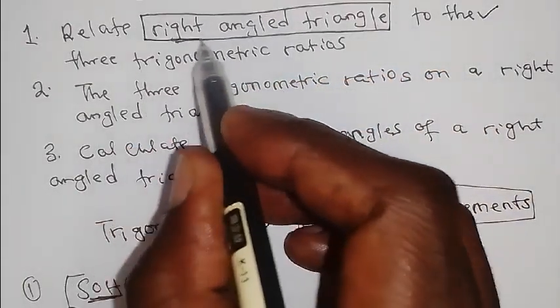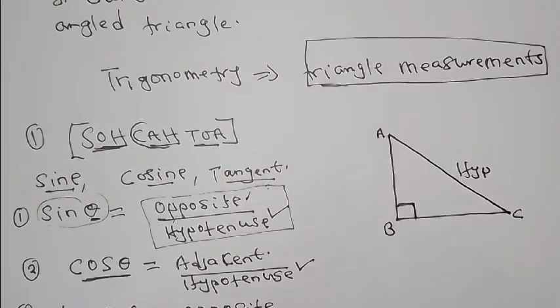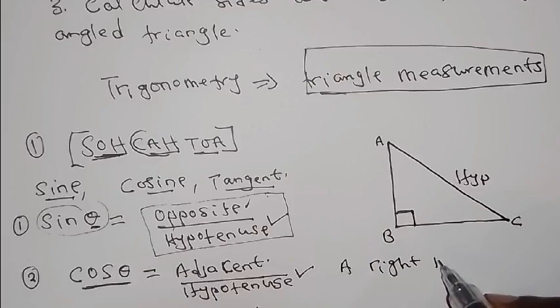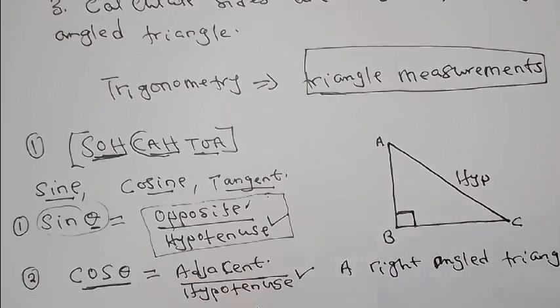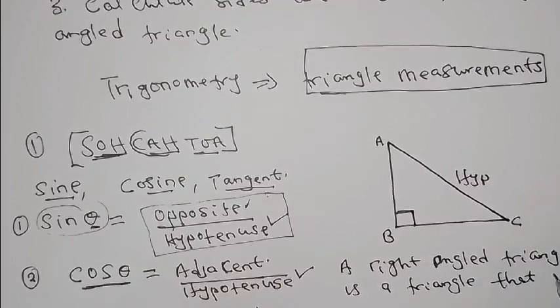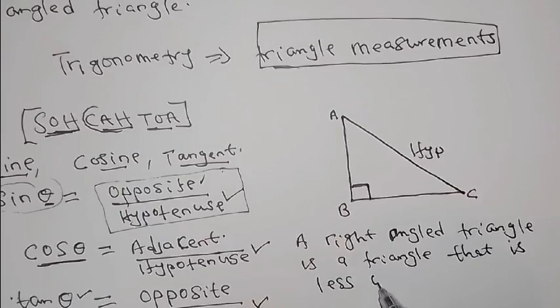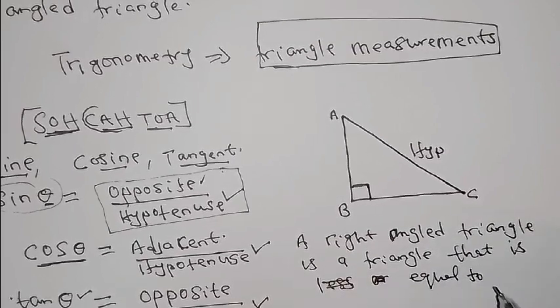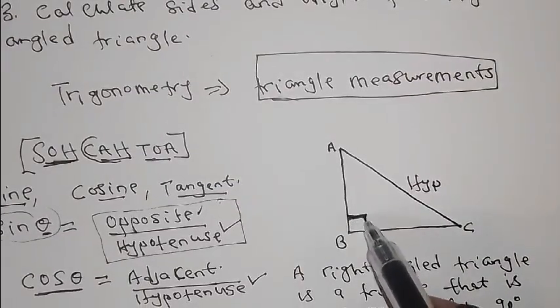Remember that when you look at this trigonometry, we are saying right angled triangle. A right angled triangle is a triangle that has an angle equal to 90 degrees. It is always equal to 90 degrees, and this symbol right here means that this triangle is a right angle triangle.